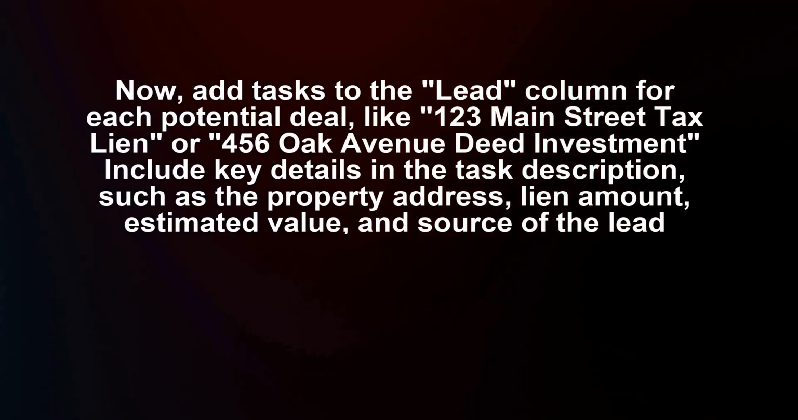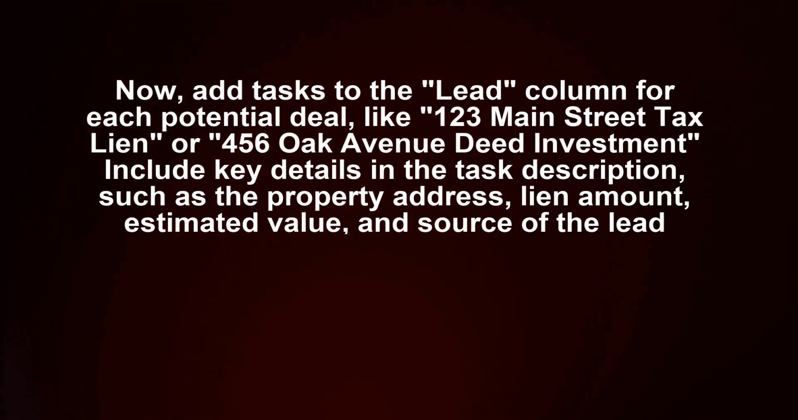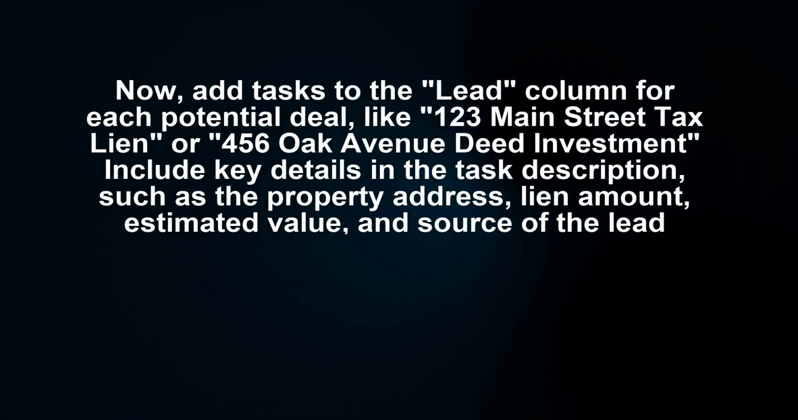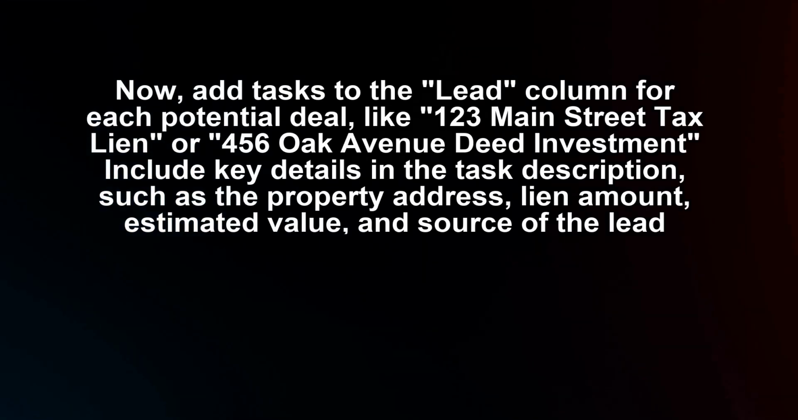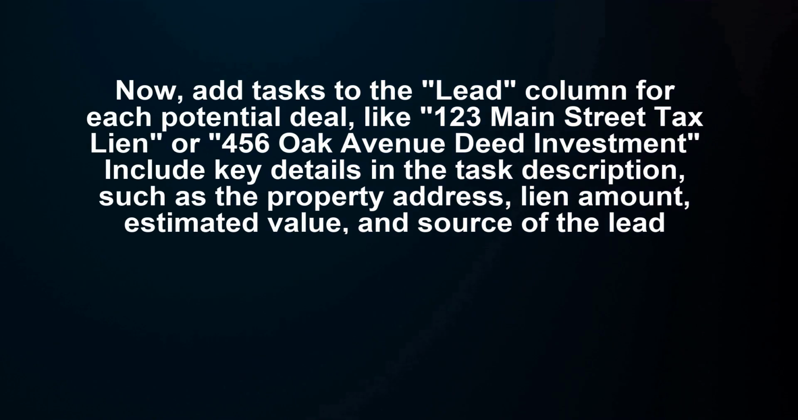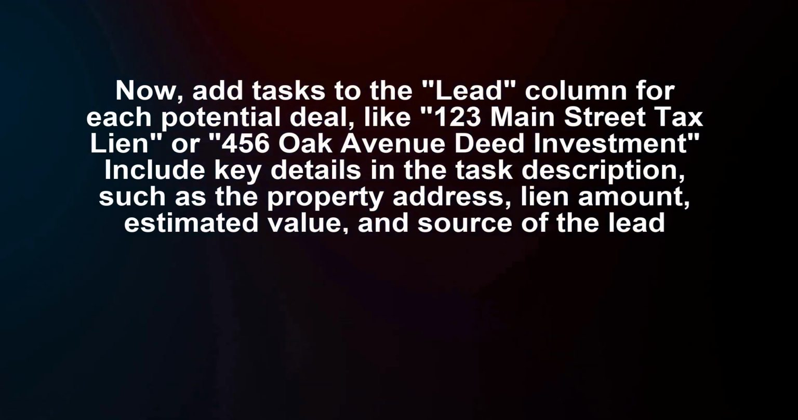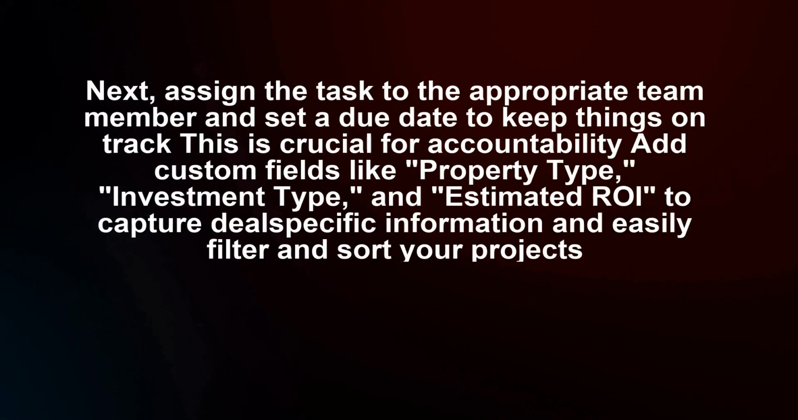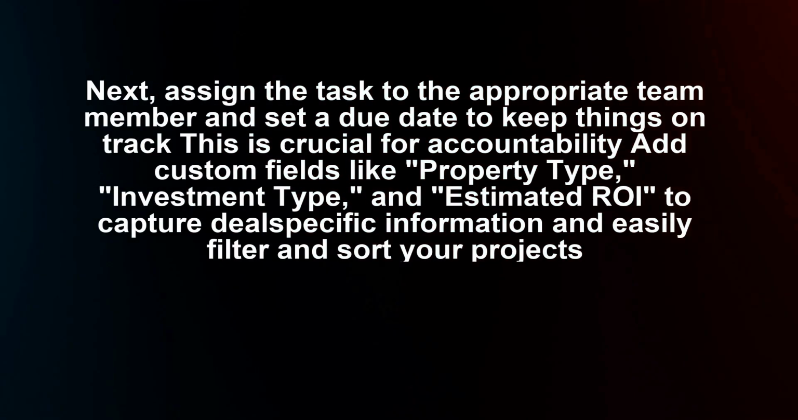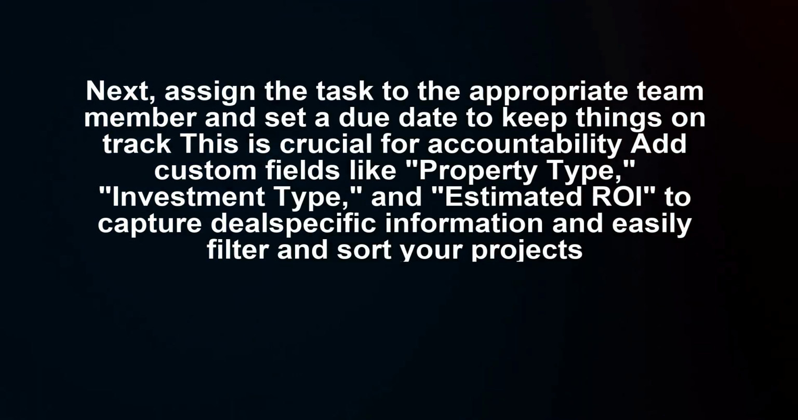Now, add tasks to the lead column for each potential deal, like 123 Main Street tax lien or 456 Oak Avenue deed investment. Include key details in the task description, such as the property address, lien amount, estimated value, and source of the lead. Next, assign the task to the appropriate team member and set a due date to keep things on track. This is crucial for accountability.